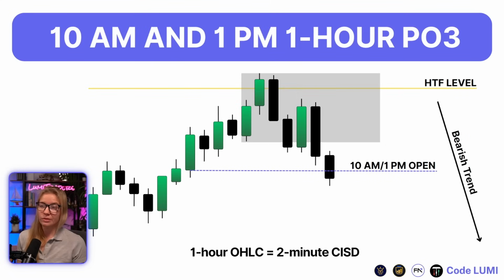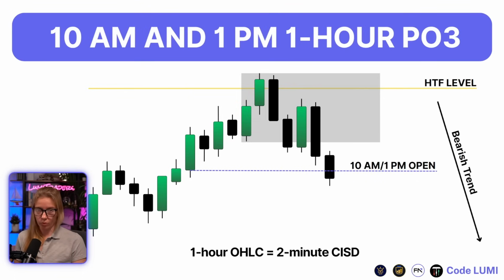So, time to talk about the setup itself. As you can see, I highlighted and backtested the 10 a.m. and 1 p.m. hourly power of 3, but I would like to make a note: if you like to trade pre-market, you can consider the 9 a.m. hourly power of 3 as well. It's going to work exactly the same way as 10 a.m. and 1 p.m. So if you just prefer to trade pre-market, here's an idea for you: trade the 1 a.m. hourly power of 3.